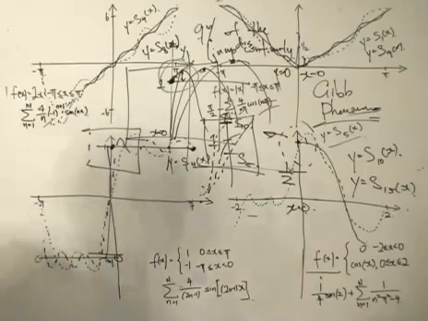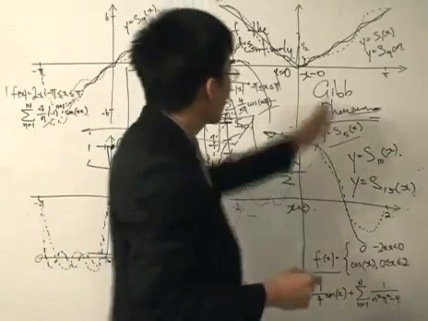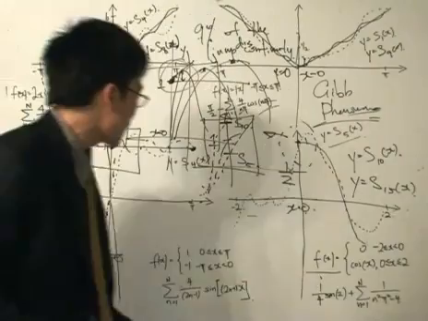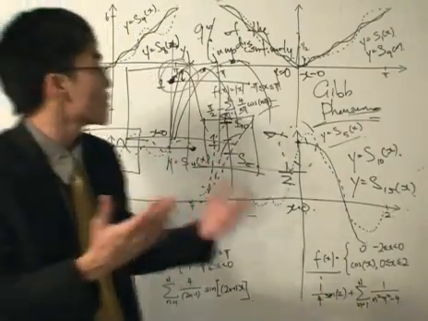So basically that is for today's lesson: an introduction to the Gibbs phenomenon, what it means, and basically looking at the convergence of certain graphs.